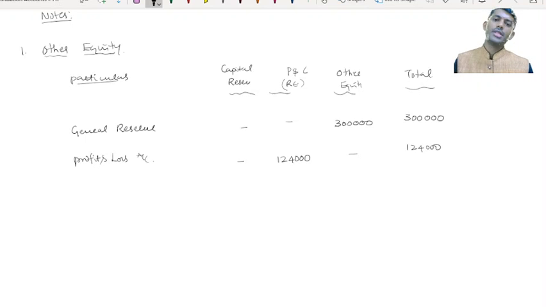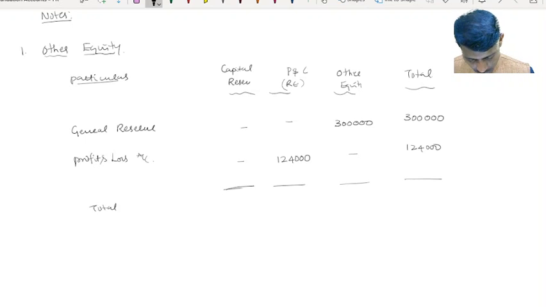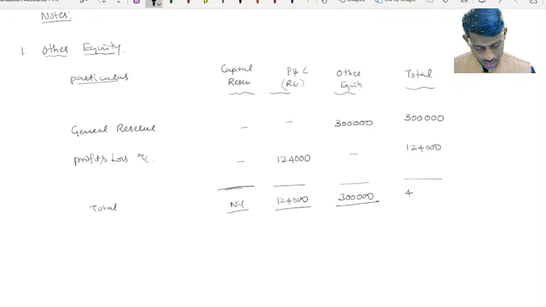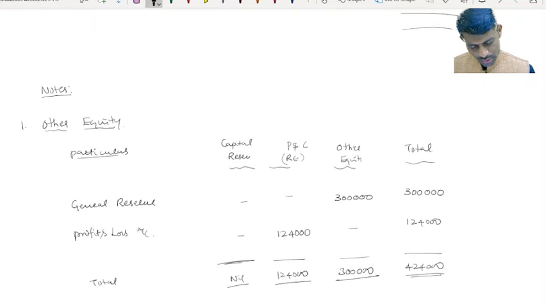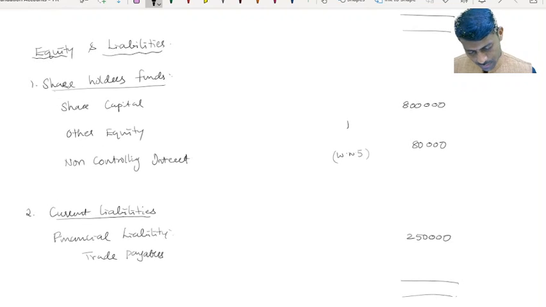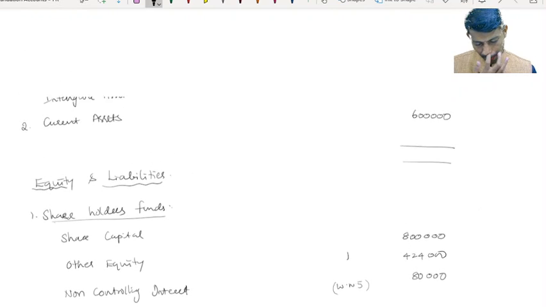In this problem there is no capital reserve. Instead, goodwill has appeared. So final total. There is no URP, no adjustments, nothing. It's just a straightforward problem. So nil. 1,24,000 plus 3 lakh, total 4,24,000. So go and copy 4,24,000 to your reserves and surplus, other equity. Check out the balance sheet.